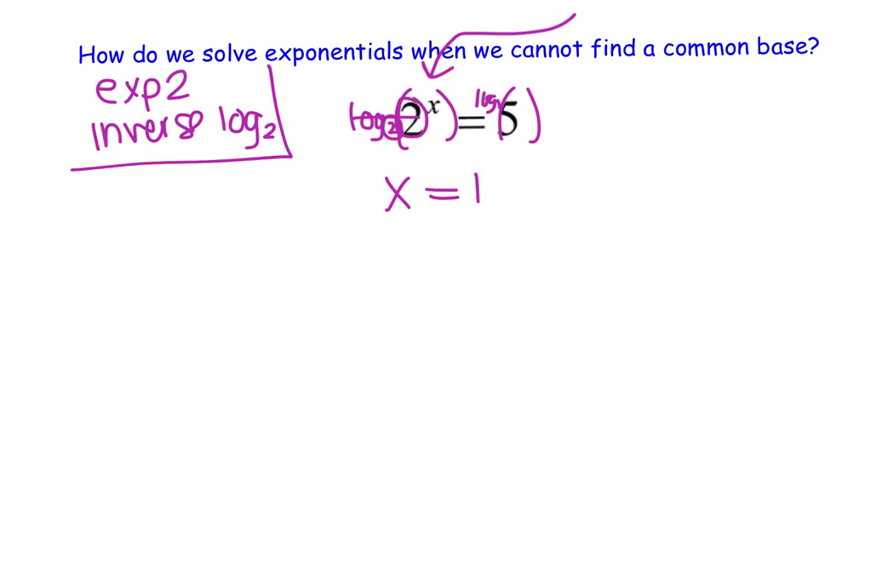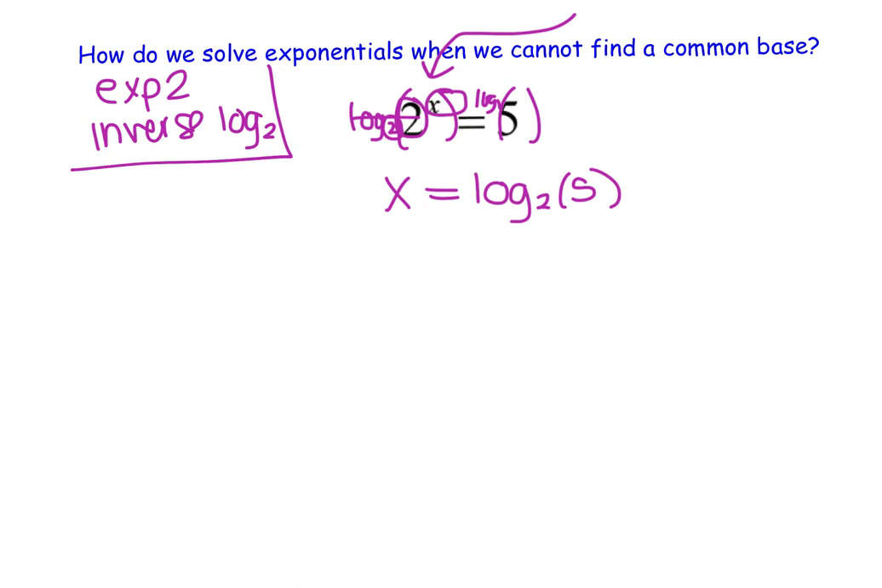Then on the right-hand side, yes, I do have log base 2 of 5, but we now know how to evaluate logarithms of any type using our change of base formula. So by taking log base 2 of each side, I was able to get x out of the exponent basically because I was able to undo that exponent base.